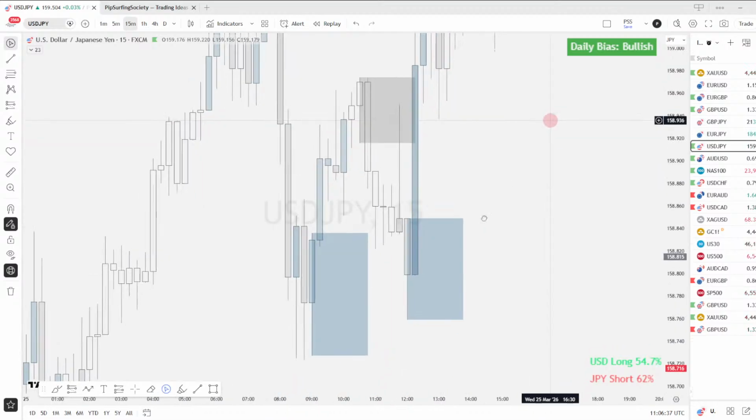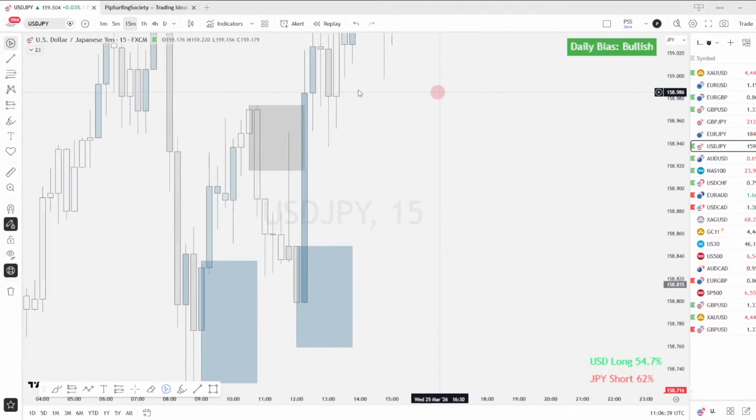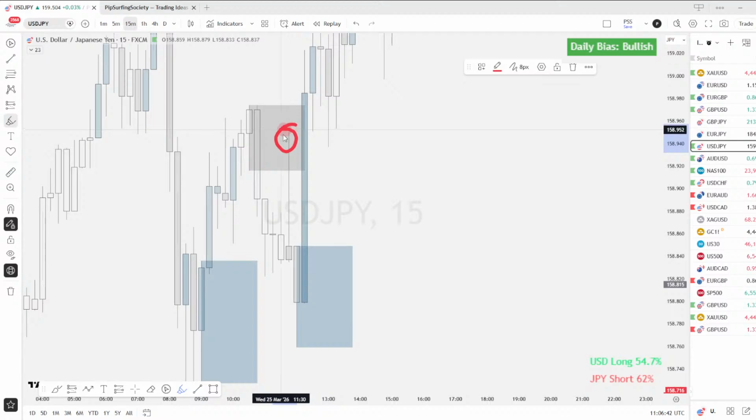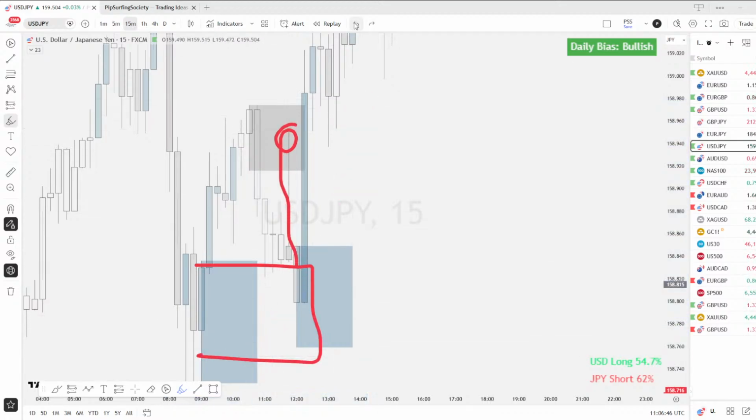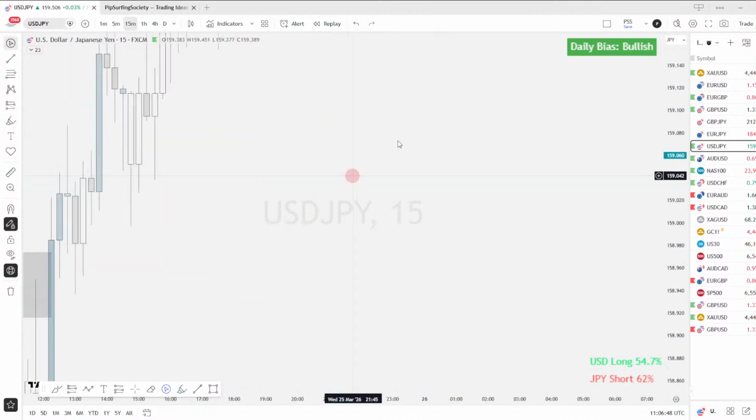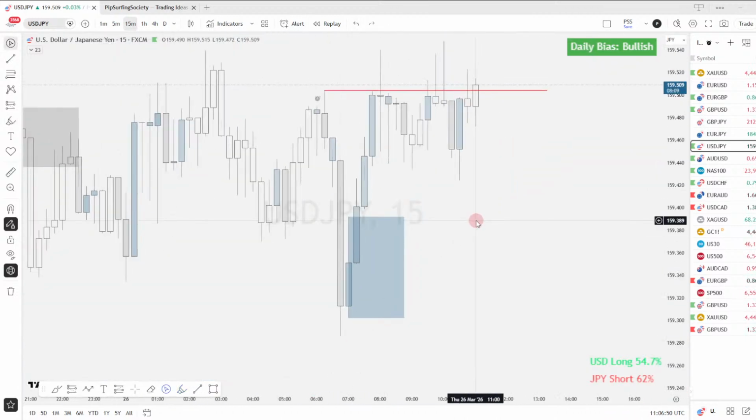I mean, even here, look at that, it's ridiculous. Price tags in and immediately sells down and then bounces straight off of this. Money out to money in. Filthy. Absolutely filthy.